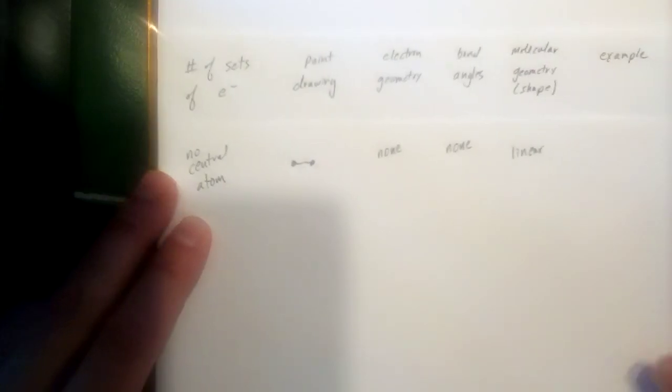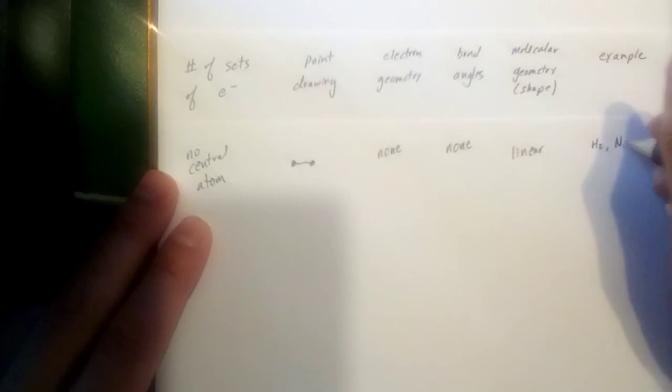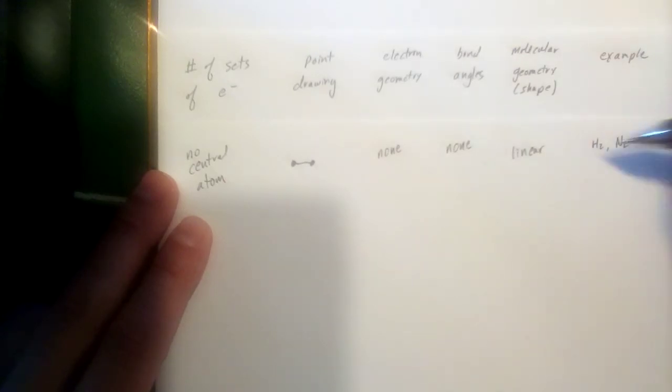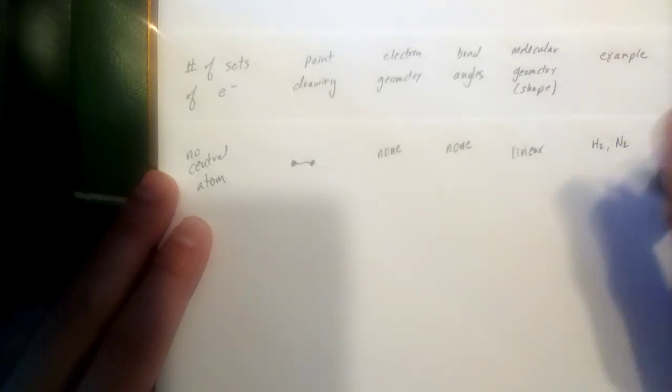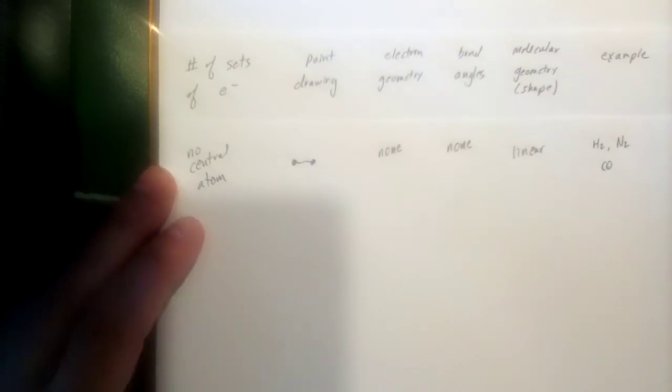And any of the diatomic elements we've talked about would fall under this example. Things like H2 or N2. It could have different types of bonding, but still just two atoms. And it doesn't have to be the same atom as long as it's diatomic. Something like carbon monoxide would fall under this category as well.